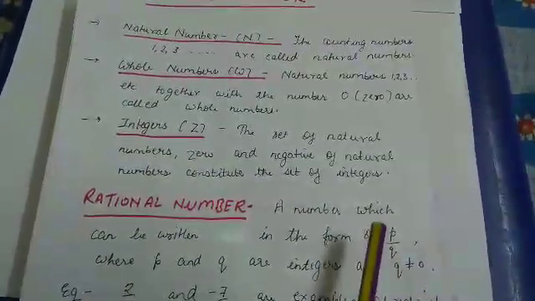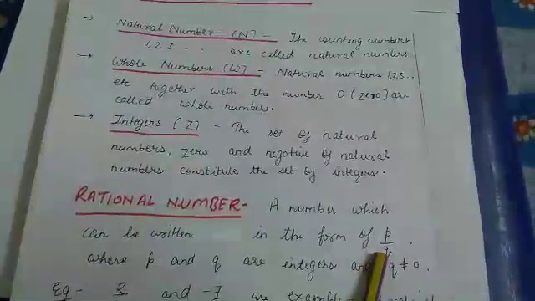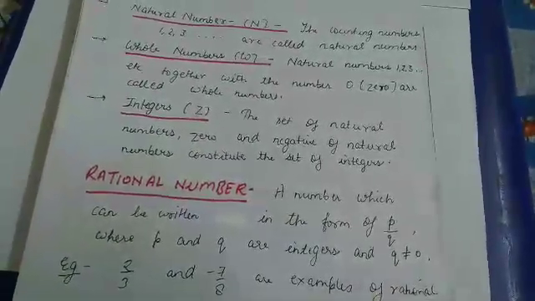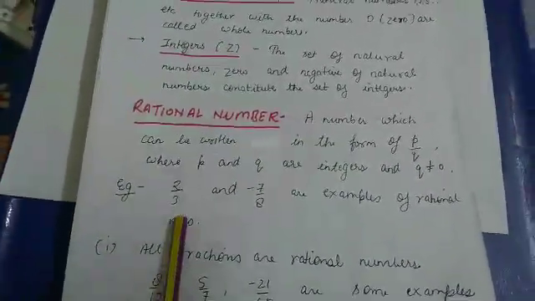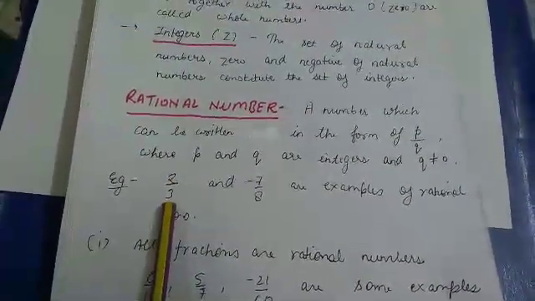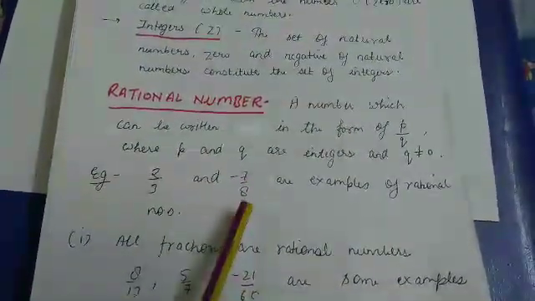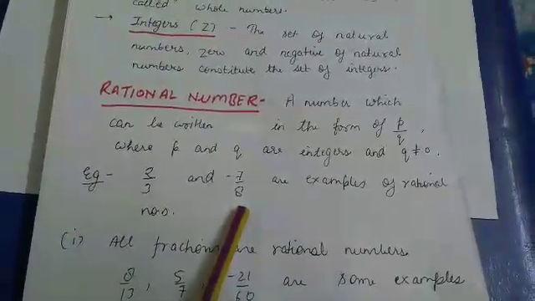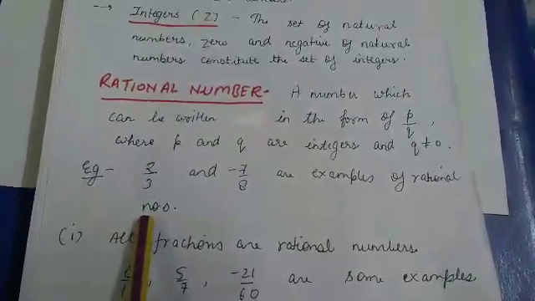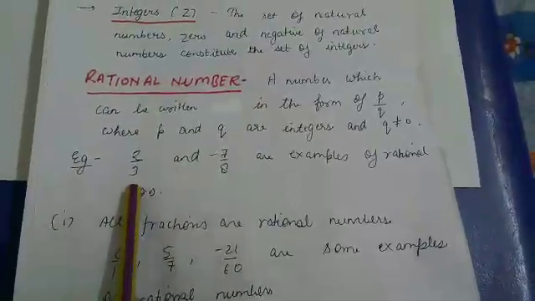A rational number can be represented in the form of P upon Q, and here P and Q are integers and Q should not be equal to 0. A few examples I have given: 2 upon 3, here P is 2 and Q is 3. -7 upon 8, -7 is P and 8 is Q. Both the numbers are rational numbers as they are written in the form of P upon Q, and here P and Q both are integers.